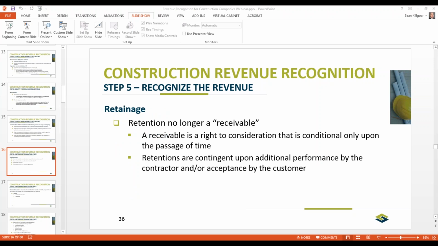Retainage is another little tweak where if you have retainage that's waiting on sign-off. So it's not just that you've done everything and you're waiting to collect the retainage, but you actually need to go back and do some performance. Then that will be pulled out of accounts receivable. It will no longer be called a receivable. And again, that's only if you need to perform additional work to get the retainage receivable approved by the customer.